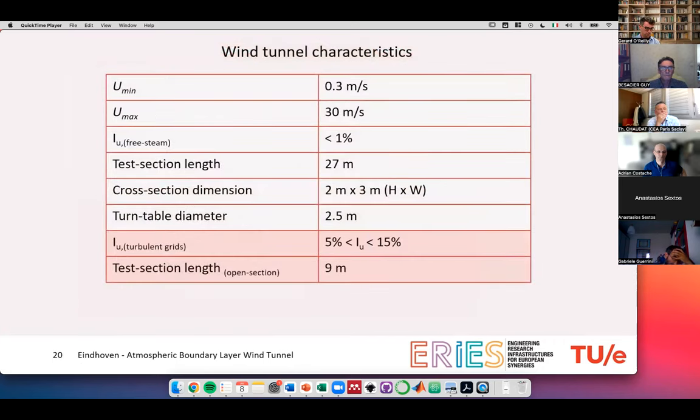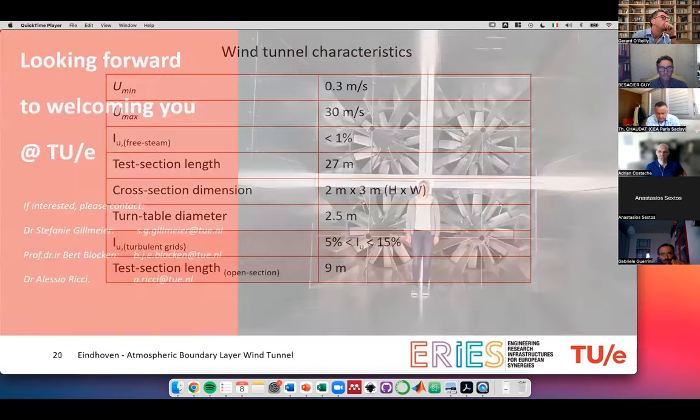So a few more characteristics now, which are mainly relevant for the open section tests or for the tests on the turntable in the front. The turbulence intensity with grids that can be achieved reaches from 5% to 15%. So we have different grids for different turbulence intensities. And the test section length in open section is 9 meters.